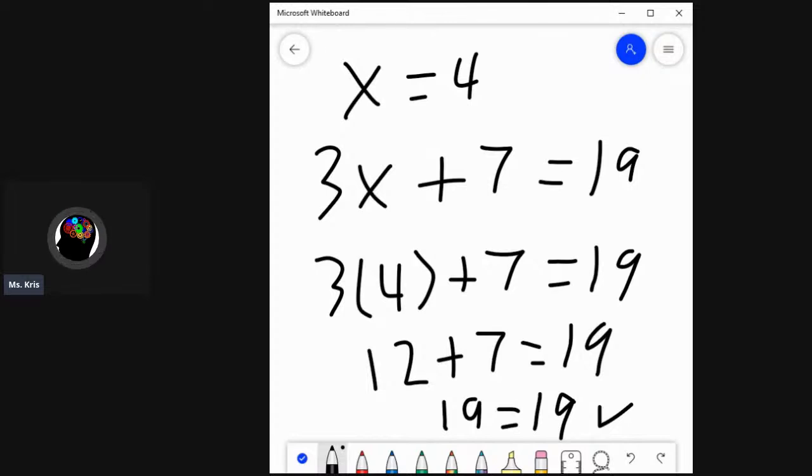Here's another example problem of something you might run into when you are dealing with fractions in the equation.